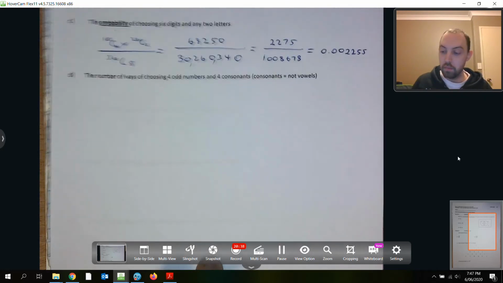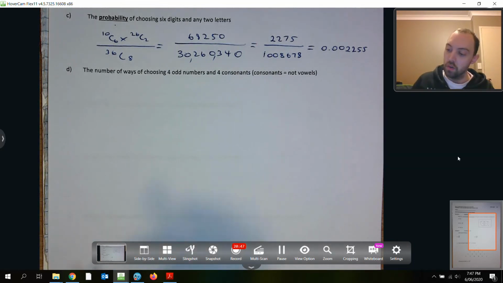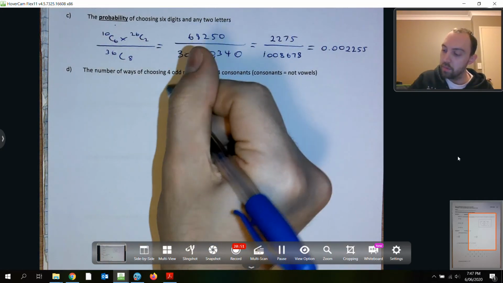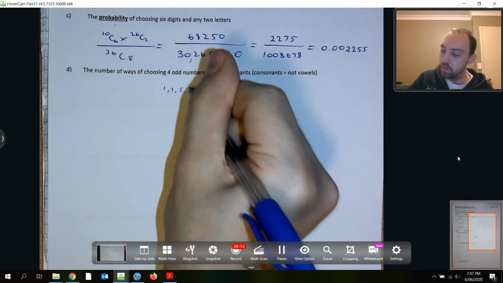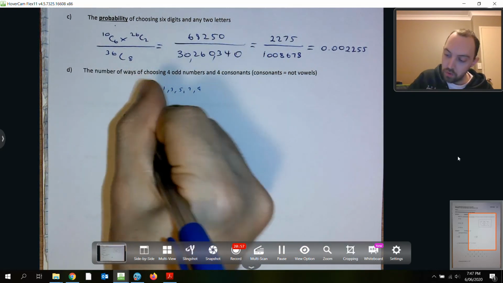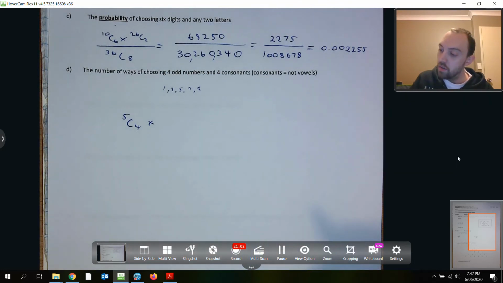And then part D, the number of ways of choosing 4 odd numbers and 4 consonants. Consonants being not vowels. The number of ways of choosing 4 odd numbers. How many odd numbers are there? Well, there's 1, 3, 5, 7, 9 in my odd numbers. So 5, and I'm choosing 4 of them, times by, there's how many vowels? There's 5 vowels, A, E, I, O, U.